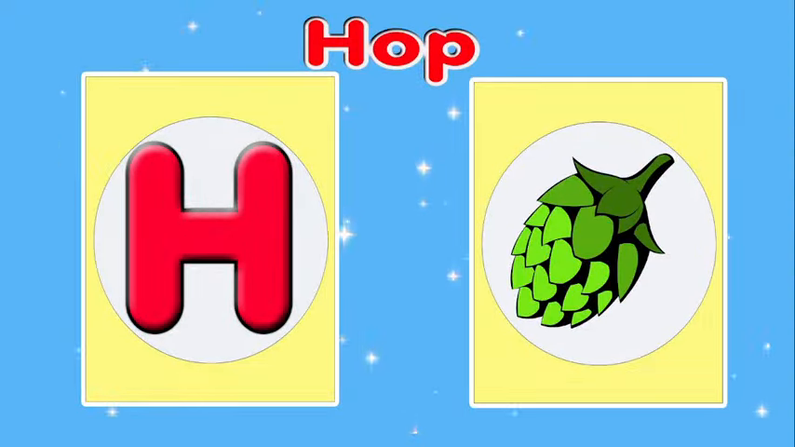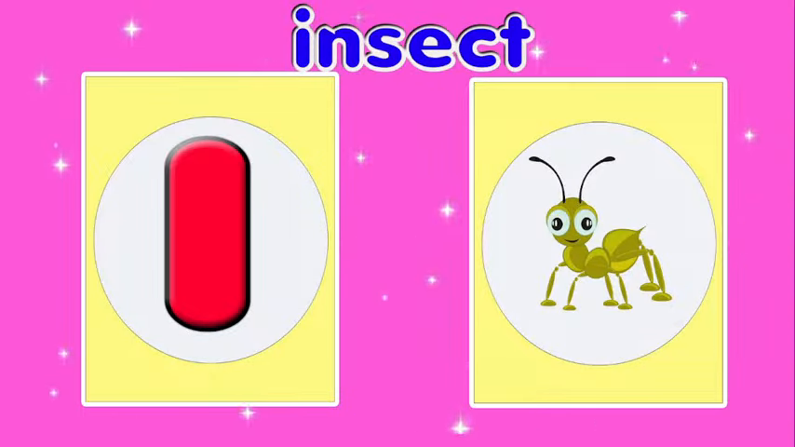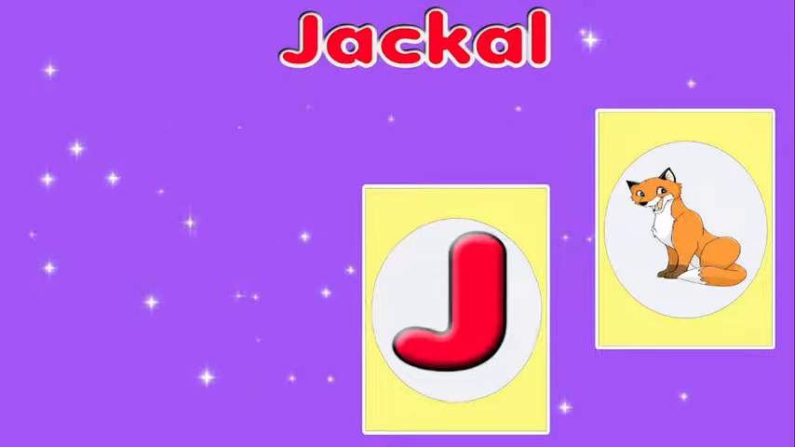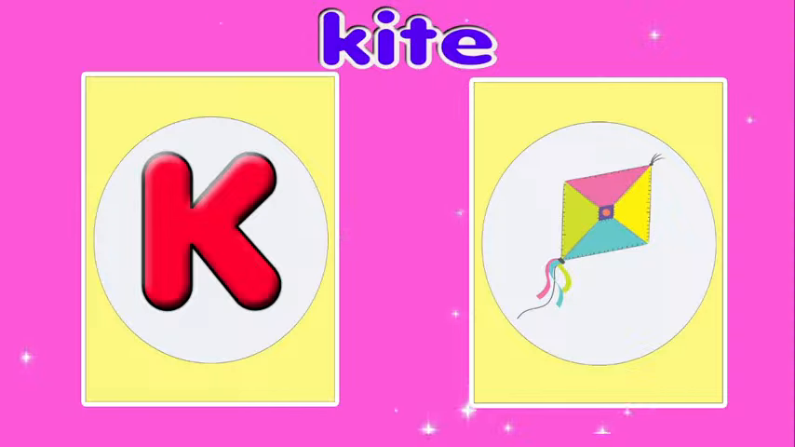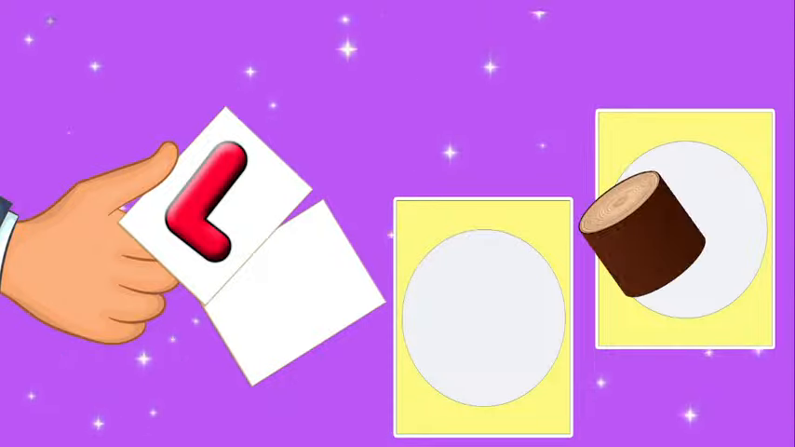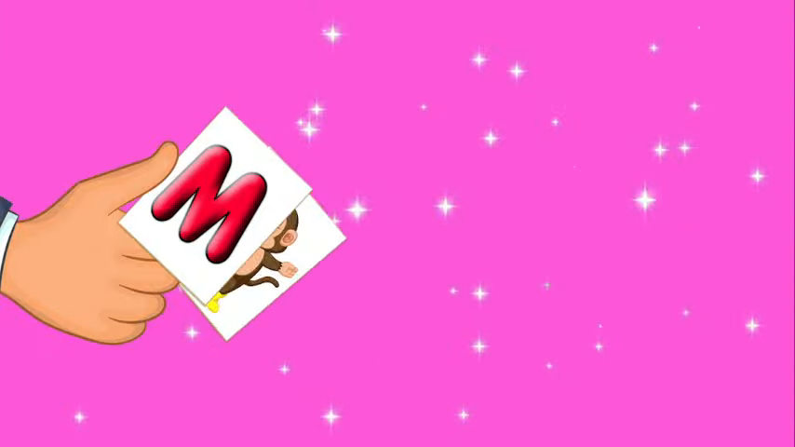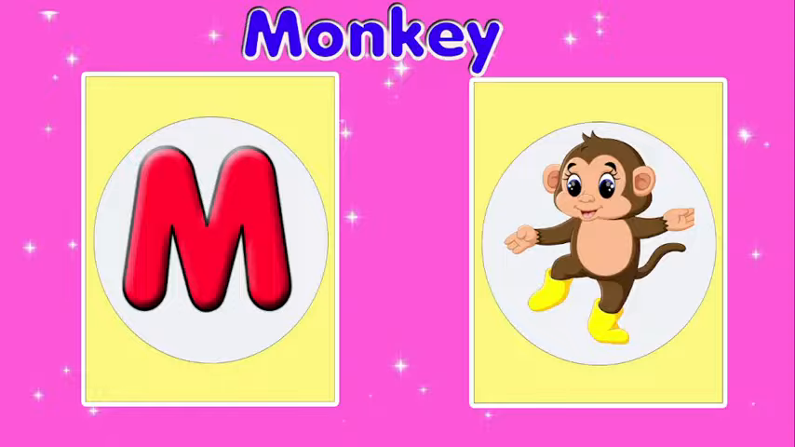H for hoop. I, insect. I for insect. J, jackal. J for jackal. K, kite. K for kite. L, log. L for log. M, monkey. M for monkey.